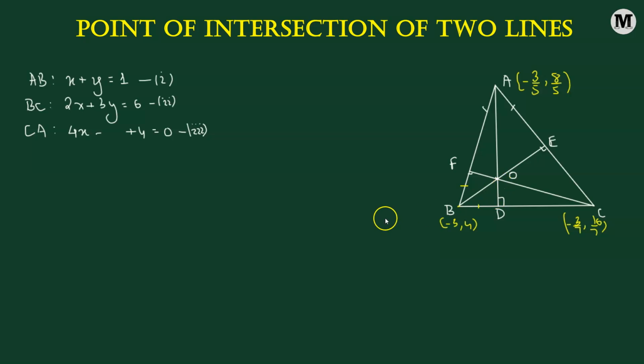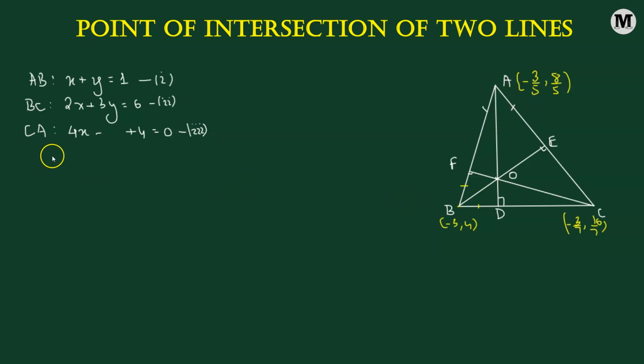Now, we have to take a route here to find the equation of the altitude AD, because we only have the equation of the side BC. We know that BC is perpendicular to AD, and whenever we have two lines that are perpendicular to each other, the product of their slopes equals negative 1. We're going to use that fact to find the slope of the line AD, and once we know its slope, we can use the point-slope form, because the line also passes through the point A, to find the equation of AD.